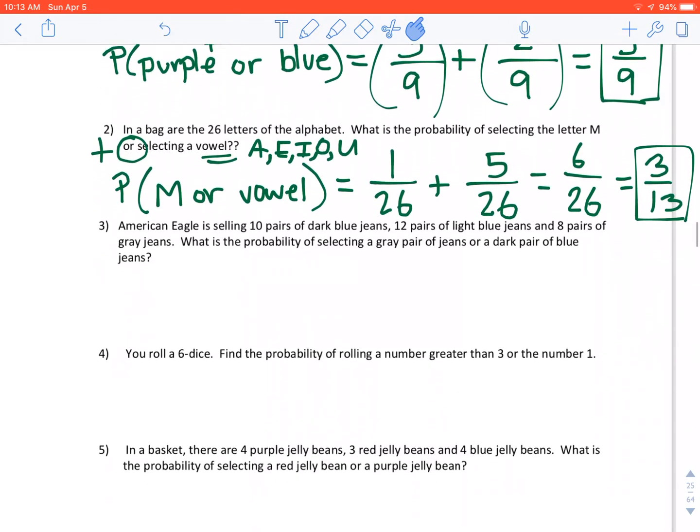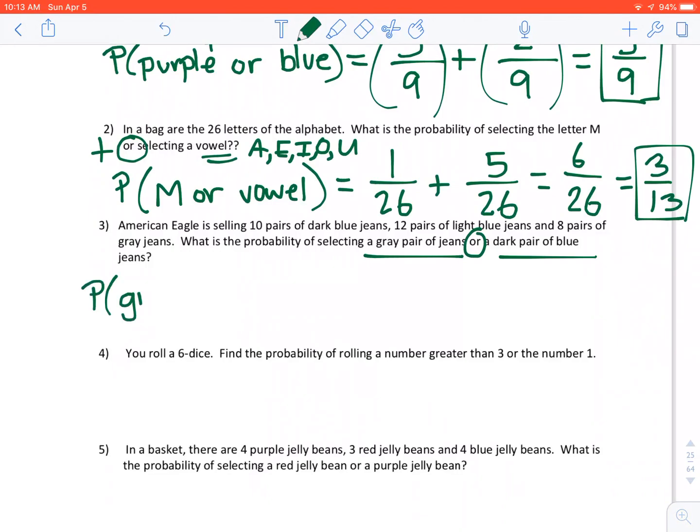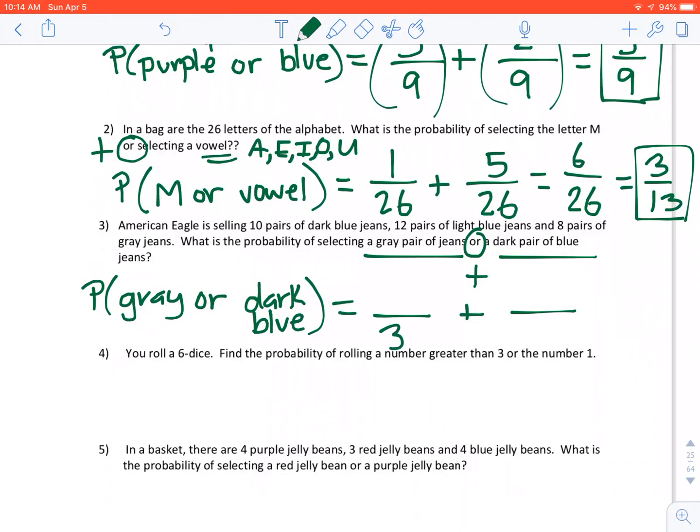Okay, number 3. American Eagle is selling 10 pairs of dark blue jeans, 12 pairs of light blue jeans, and 8 pairs of gray jeans. What is the probability of selecting a gray pair of jeans or a dark pair of blue jeans? So showing your work, I'm just going to put probability of gray or dark blue. Okay, we know or means to add. So we're going to make our 2 fraction bars. Let's find our total first. So you have 10 plus 12 plus 8 gives you 30.